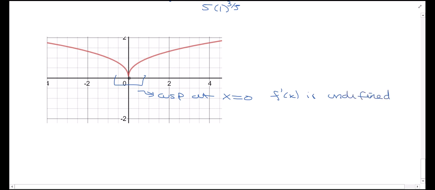But it does still give us a minimum for the function, and in fact this is because that is a local minimum based on the increasing and decreasing, but it's also an absolute minimum because it is the lowest point on the graph. So an absolute minimum is the lowest point on the graph. The lowest value of the function.